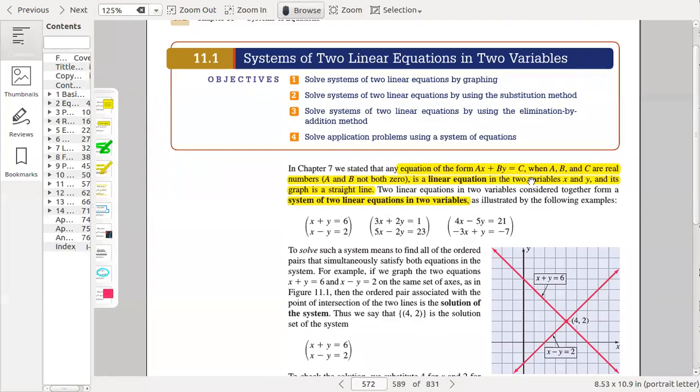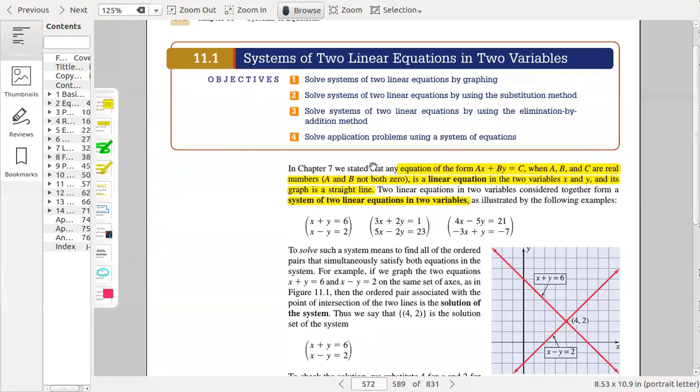An equation of the form ax plus by equal to c, when a, b, and c are real numbers, a and b not both 0, is a linear equation in the two variables x and y, and its graph is a straight line. So if we want to identify whether the given equation is linear or not, if the graph of the equation is a straight line, we can say that this equation is a linear equation.